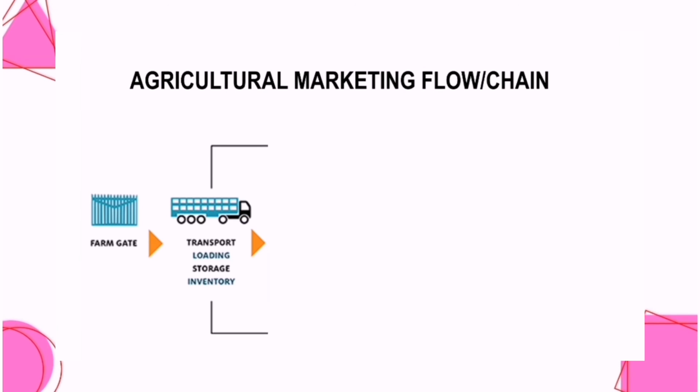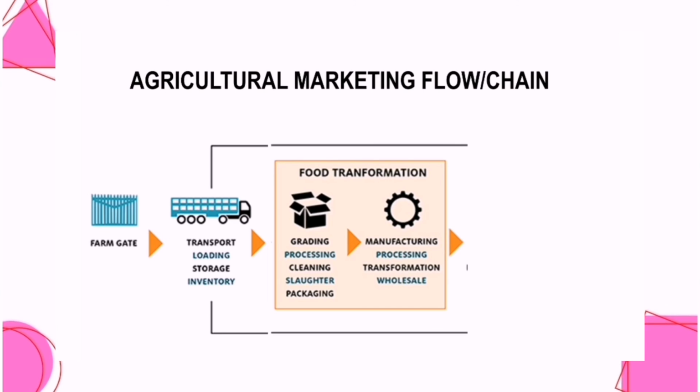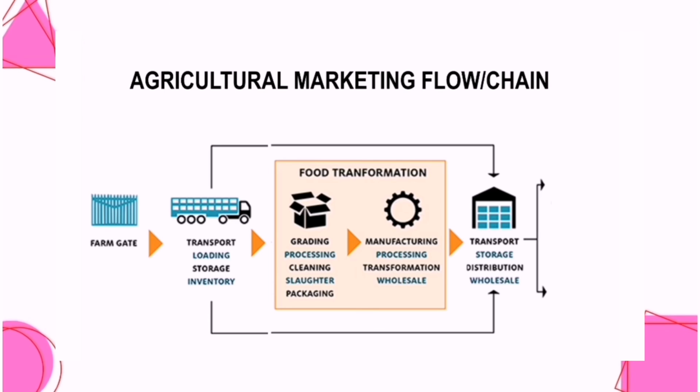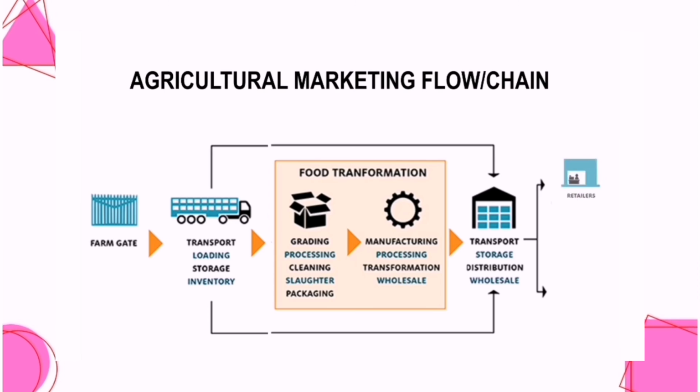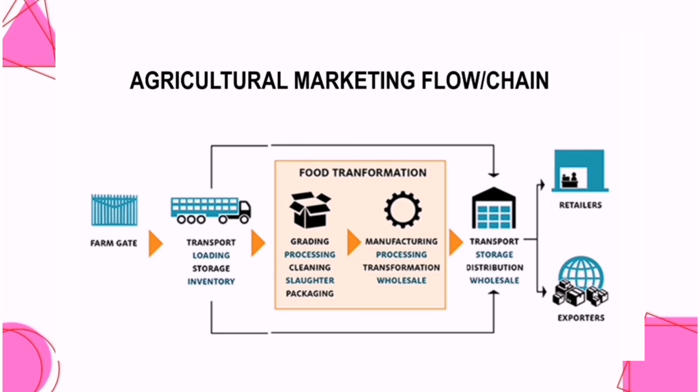However, agricultural marketing flow chain has a more complex chain. It starts from the farm gate, loading and storage inventory, then it undergoes food transformation, either cleaning and the packaging of the products, and then the manufacturing and the transformation or the wholesale, and finally the transport or the storage or the distribution of the products. Either it can be acquired by the retailers or exporters until it reaches the final destination, which are the primary consumers, which is tayo na, yung mga taong nagko-consume ng product na kine-create nila.